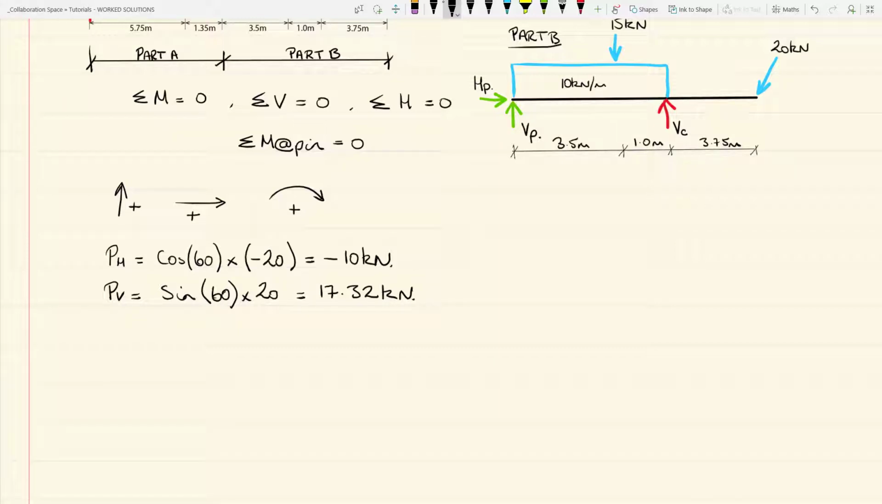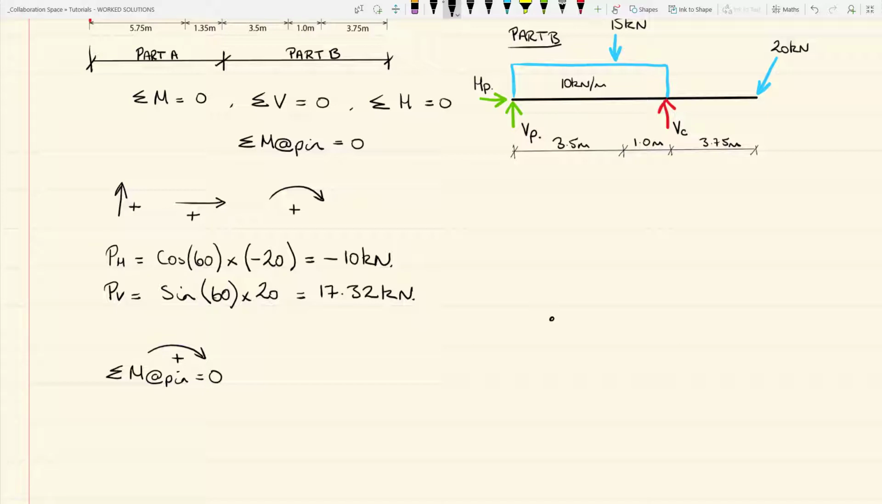If we consider our equations of equilibrium, we can say that the sum of the moments at the pin equals 0. And we are going to assume, as I said earlier on, that everything acting clockwise about the pin is going to be positive. So let's consider the loads one at a time. Firstly, we'll take the vertical component of the point load to the end of the cantilever.